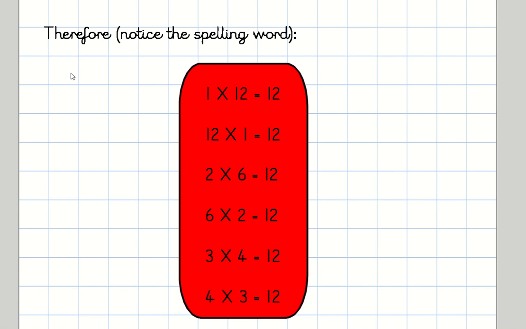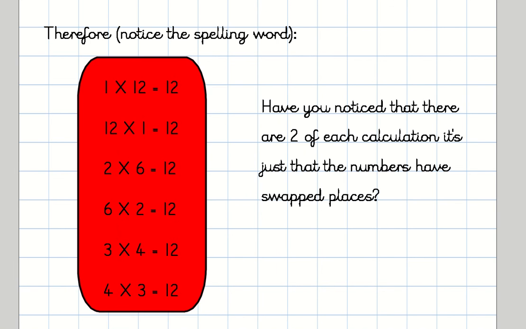Therefore, and notice I'm using our spelling word, that was one of our spelling words from this week, we've got 1 times 12 equals 12, 12 times 1 equals 12, 2 times 6 equals 12, 6 times 2 equals 12, 3 times 4 equals 12, and 4 times 3 equals 12. Hopefully you've noticed that there are 2 of each calculation, it's just that the numbers have swapped places. And we can do that in multiplication.